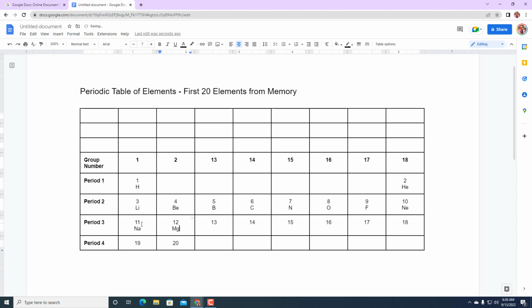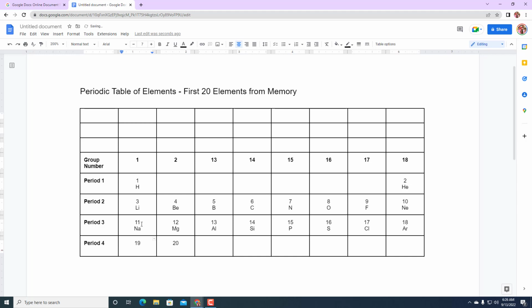Na, Mg is 12, 13 is Al, 14 Si, 15 is P for phosphorus, 16 is S for sulfur, 17 Cl for chlorine, 18 Ar for argon. And then we come down to this last one. 19 is K for potassium and Ca for calcium. Okay. So what I'll do is put just a couple of notes here that we can use.